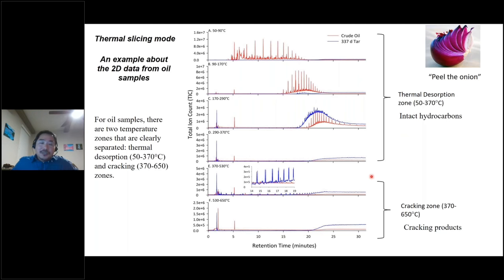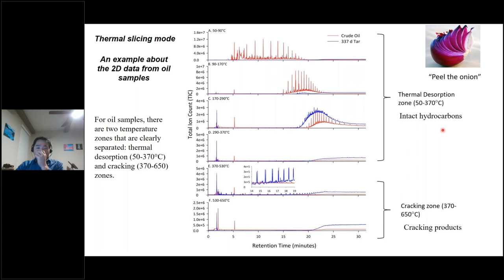When I first used this technology, I was really pleasantly surprised how well it works with oil samples, because we can easily separate the slices based on how the compounds are coming out. The 50 to 370 Celsius degree range we call the thermal desorption zone. Why do we call it thermal desorption? Because at this temperature range, we don't think a lot of cracking happens. When you heat the sample, often you char the sample, you crack it, and a lot of compounds are not the original compounds; you artificially produce them, right? That's one of the things people sometimes worry about when doing organic geochemical analysis. But in this temperature range, I don't think we need to worry about it for the oil sample, because it's a clear separation. This range is all intact hydrocarbon. So originally the sample had this type of compound.